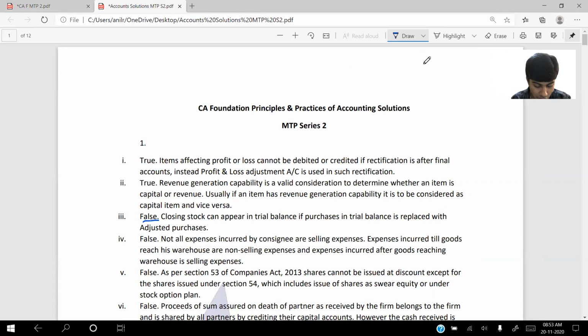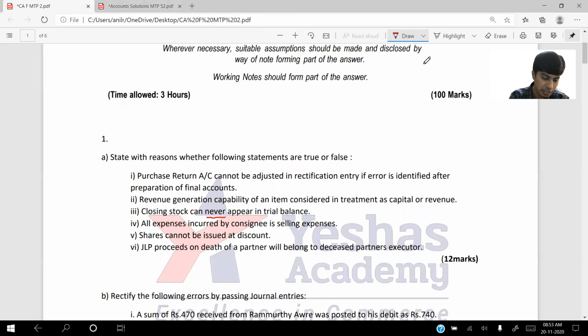Have a look. False. It can appear when, in the trial balance, purchases is replaced with adjusted purchases. Or you can either way call it cost of goods sold also. Come on, let us go to the next one.